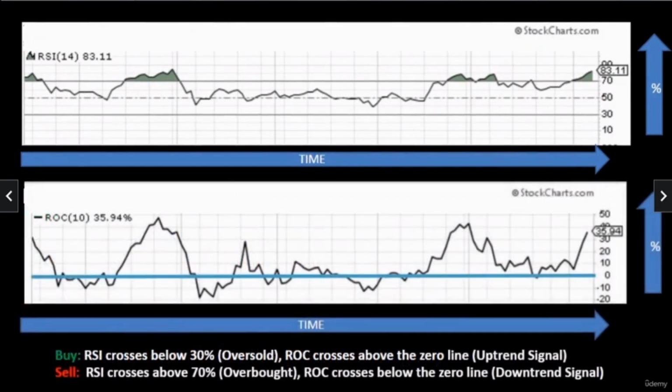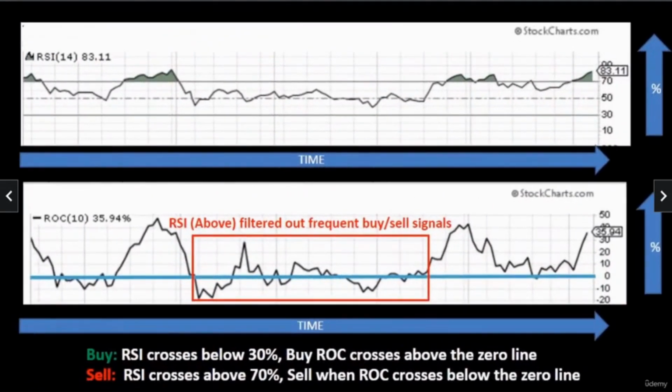If we use the same security and now we put the ROC below the RSI, you can see how they follow along very similarly. As far as the movement of the lines, they are very similar in pattern. The ROC, of course, is going to use that zero line. And if it crosses above the zero line on the ROC, as we recall, that's a buy signal or an uptrend signal. And if it crosses below the zero line, that's a downtrend signal or a sell type signal.